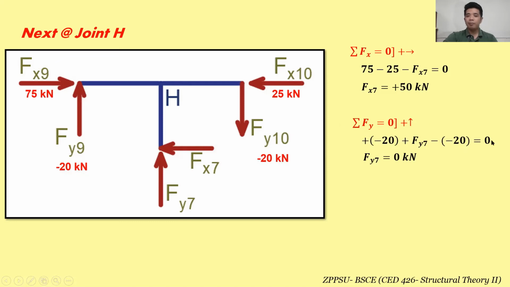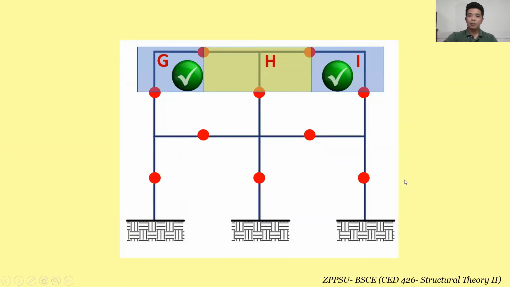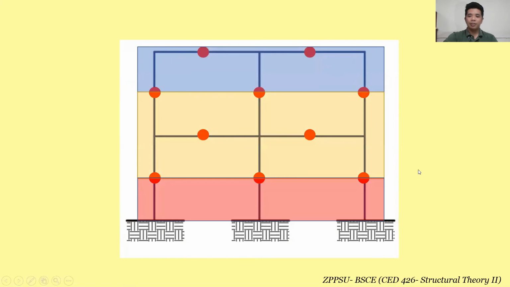Yung sa direction, magmamatter naman yung assumption nyo. So all in all equal to 0. So Fy7 is equal to 0 kilonewtons. So tapos na tayo dito. So meaning to say, we're already done analyzing the topmost part.